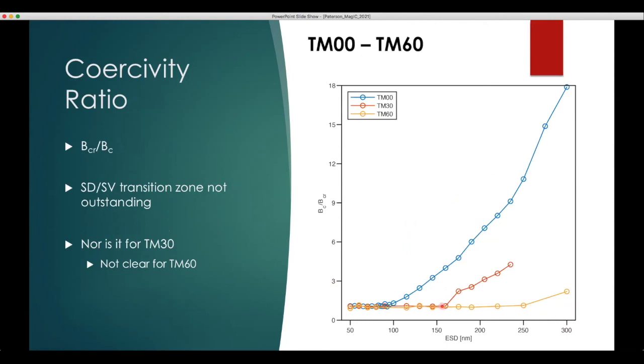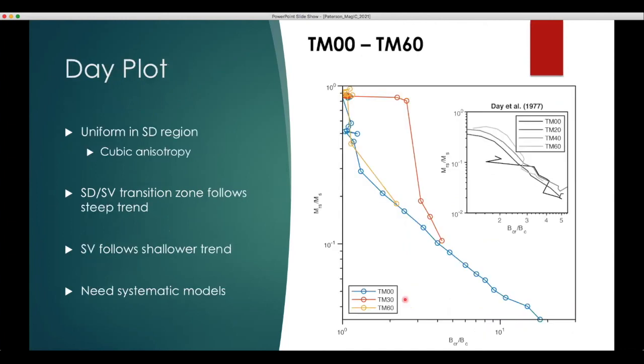And the only change that we really see is when we move to grain sizes that are well into the single vortex state. So the transition zone doesn't really manifest in this BC over BCR. And if we put all of this together in terms of a Day plot, we don't really see anything super outstanding in terms of the transition zones, where we're looking at coexistence of single domain and single vortex. For magnetite, shown in blue, we do see a little bit of a trend here.